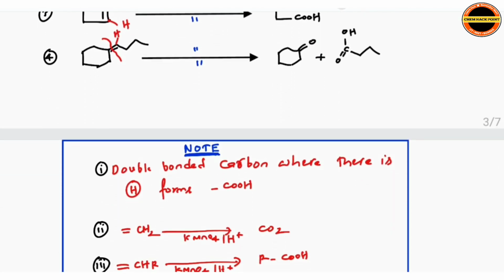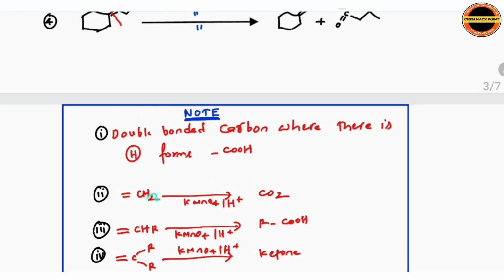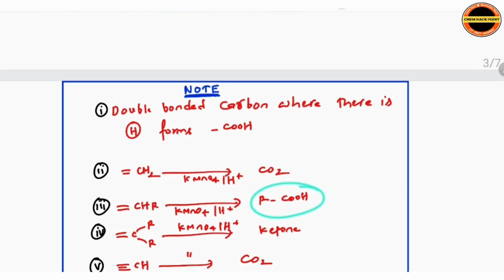Right here, one simple observation. A double bonded carbon where there is hydrogen forms COOH. That's what we observed in all cases. If there is a double bond CH2, that is converted into CO2. Double bond CHR is converted into RCOOH.